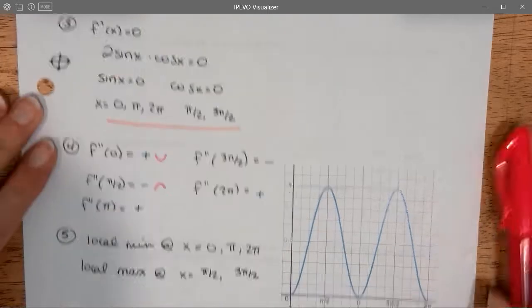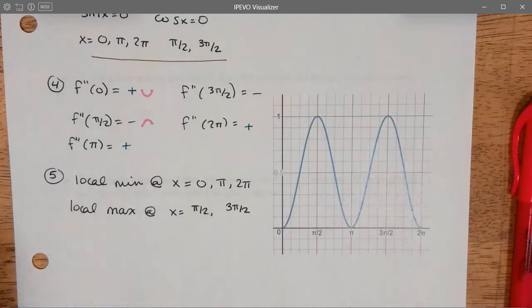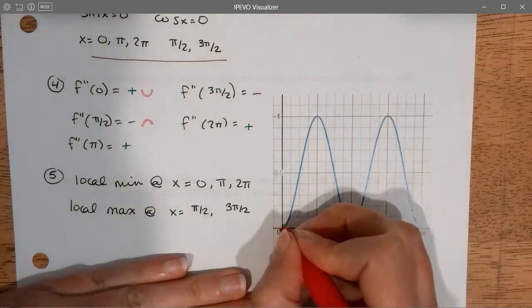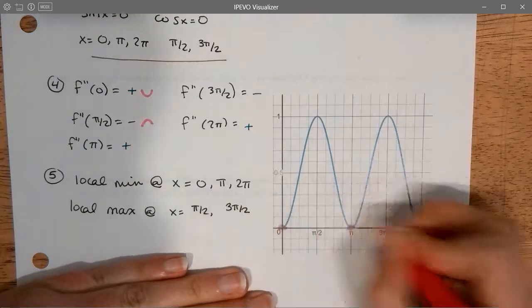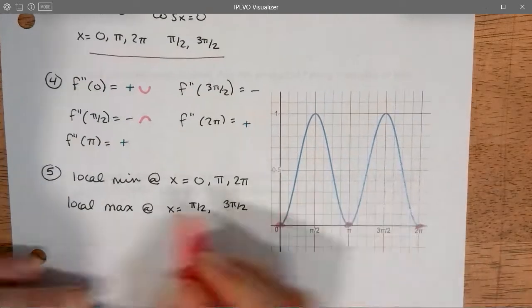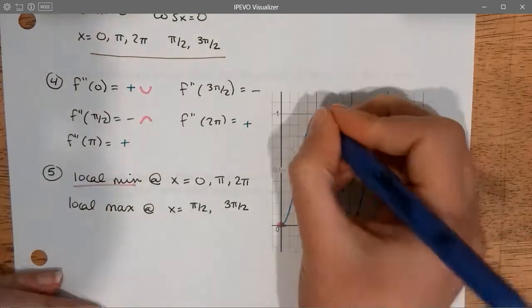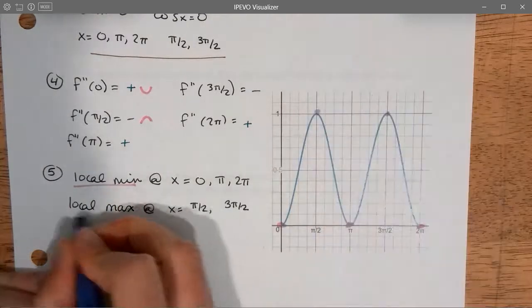Okay. Looking back at our picture, we can hopefully confirm this. So at 0, pi, 2 pi, we see those local minima, and at pi halves and 3 pi halves, we see those local maxima.